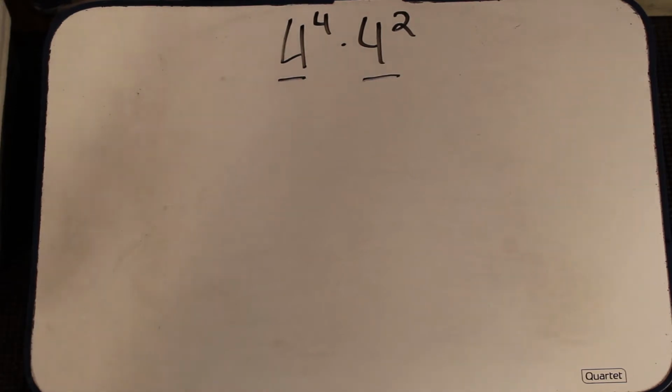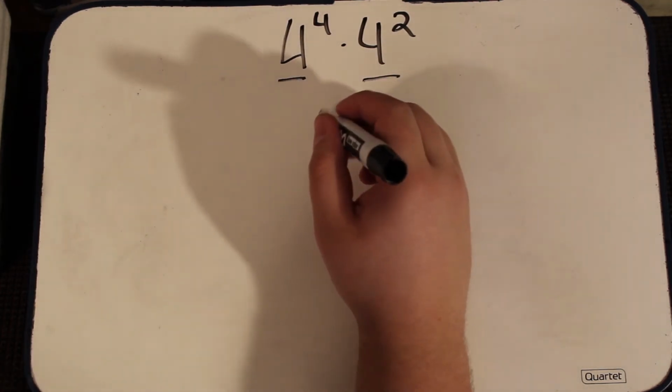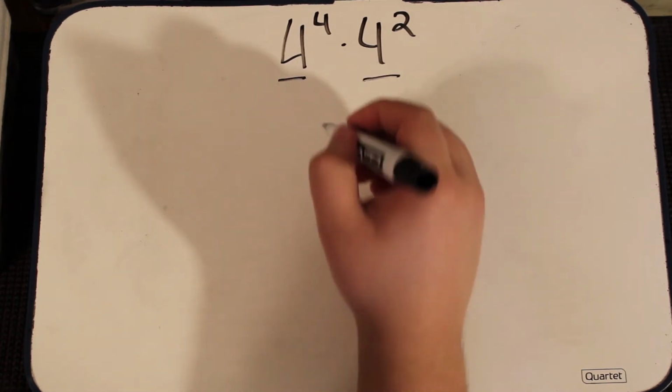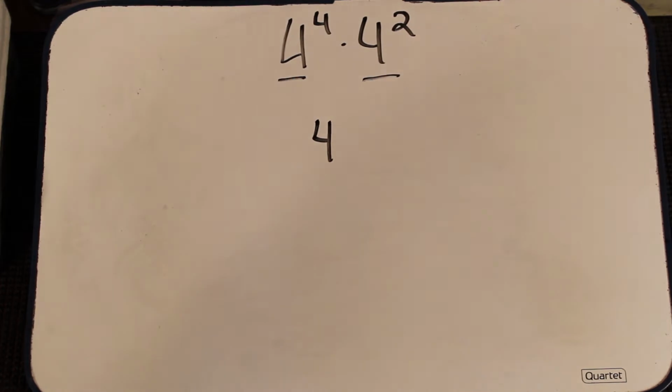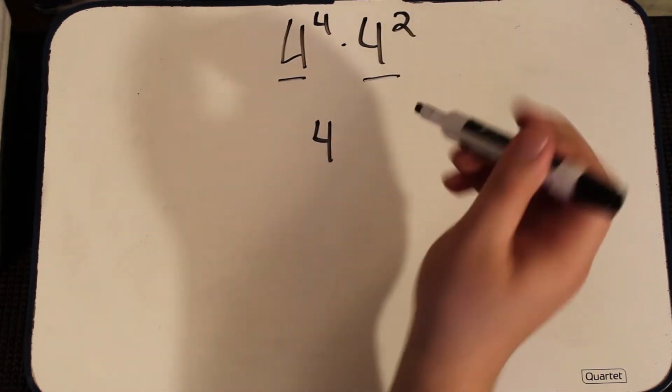They have the same base. Therefore, we can do something kind of cool. We can combine their exponents and make this all one term. So we keep the same base, and then we add together the exponents.